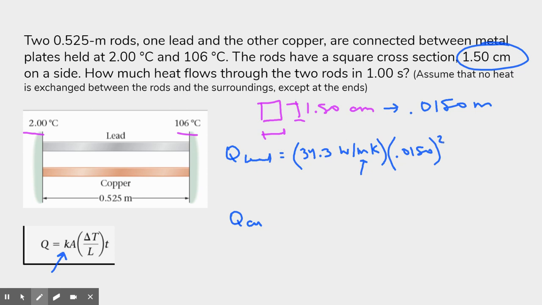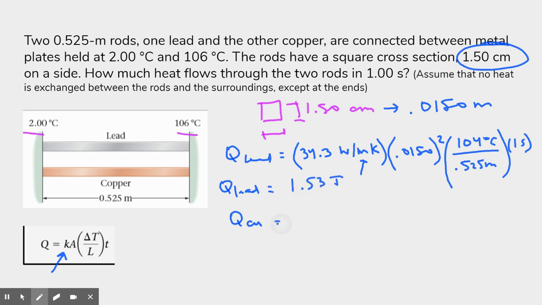And then we have our delta T. So our change in temperature, 106 to 2 degrees Celsius, that's a change of 104, divided by the length of our rod. It says it's 0.525 meters. And finally, we're going to multiply that by time, which in this case is just 1 second. So my Q for lead is 1.53 joules.